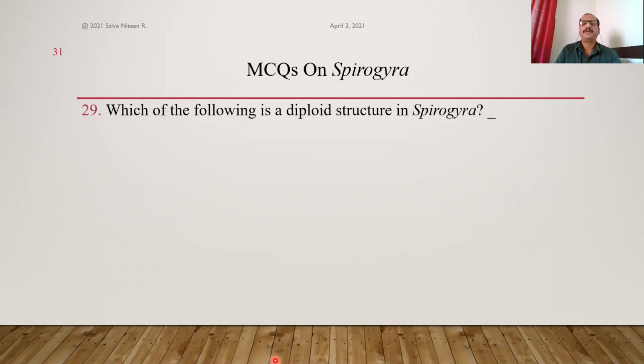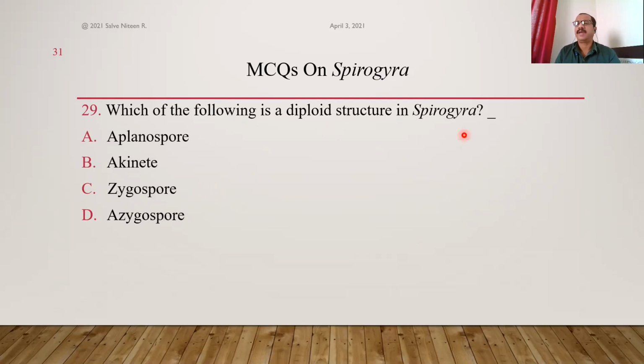Next, which of the following is the diploid structure in Spirogyra? Just now we studied that Spirogyra is haploid and it shows a haplontic life cycle, and most of the structures in the life history are haploid. Only the diploid structure is its zygote, called zygospore, the product of conjugation, and the rest of the structures are haploid.